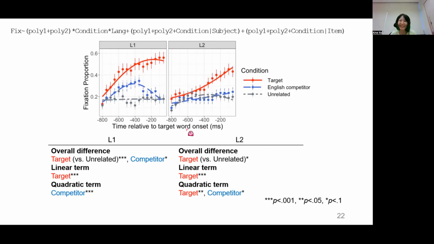For the L2, Janina was saying that it's significant, right? The quadratic term. In the target, the p-value is set here. It's marginally significant for the competitor, significant for the target. But that significance is coming because the unrelated has this curve. So there's a difference in the peak between unrelated and target and unrelated and English, because it's coming from the unrelated peak that we see. It's just because the target clearly has a linear shape and not quadratic. So where's even a peak there? The peak is coming from the unrelated. Do you see here? There.